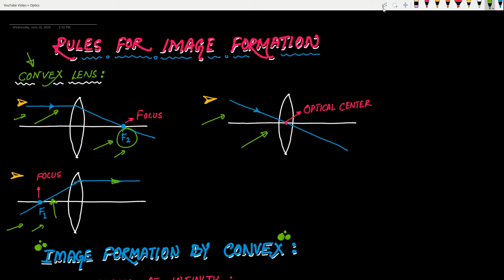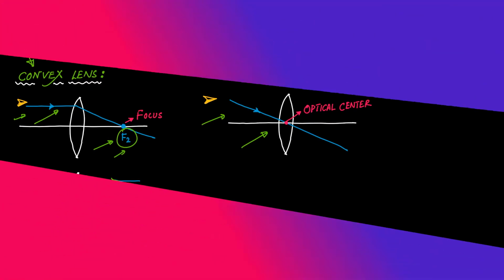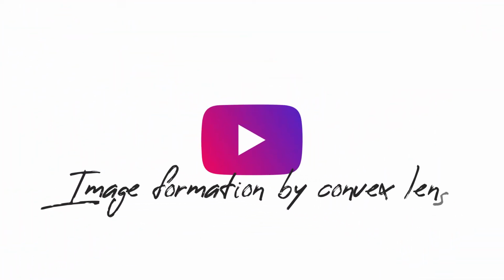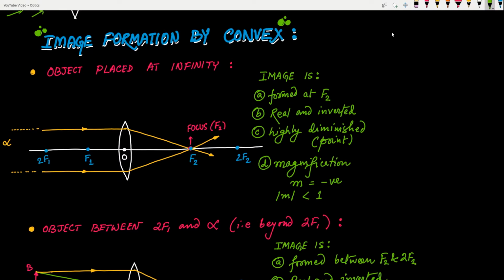Okay, now let's move on to our next concept, that is the image formation by a convex lens. Let's look into that. Okay, now let's look into the image formation by a convex lens.